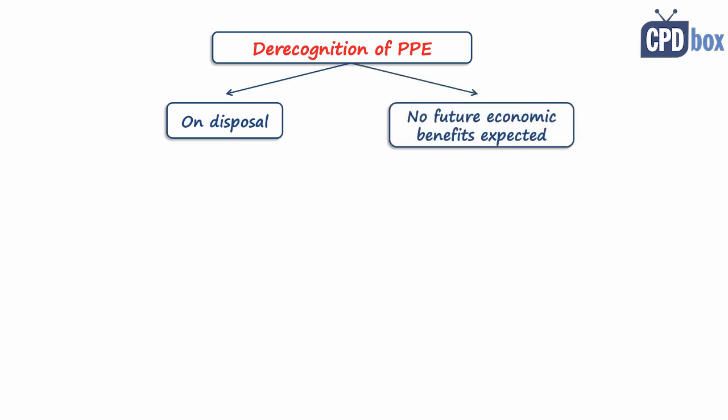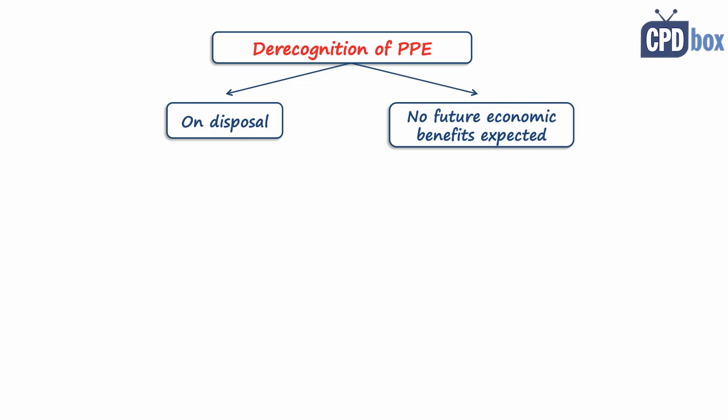The last topic to cover in this video is derecognition of property, plant, and equipment. So carrying amount of property, plant, and equipment shall be derecognized on disposal. That is when you sell the asset, enter into the finance lease as a lessor, or you donate the asset. Or the asset shall be also derecognized when no future economic benefits are expected from its use or disposal.